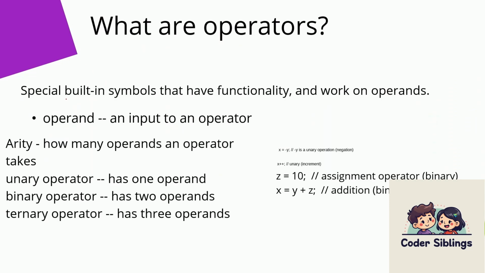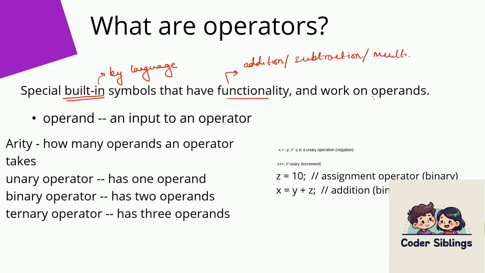So operators are special built-in symbols that have functionality and work on operands, as I already discussed. These are built-in, that is, any specific user cannot define a particular operator for himself. These are already built in by the language, right? And these are symbols that have functionality, as in we can have, say, addition or subtraction or multiplication, etc. and so on, and they work on operands.